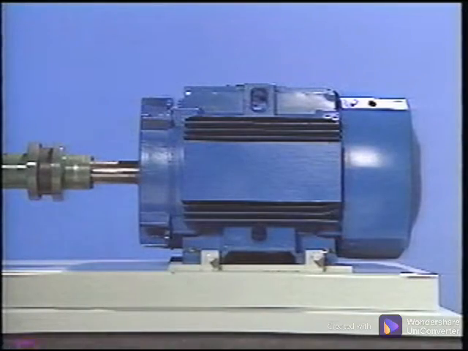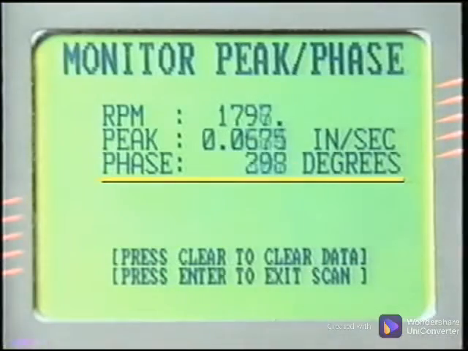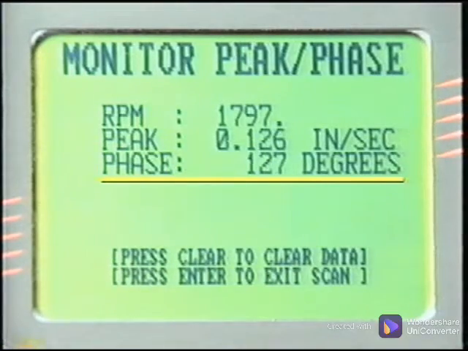In this section, we have addressed unsteady phase and erratic phase. But there is another problem that sometimes occurs, especially on motors, and that is walking phase. A walking phase is one that moves through the 360 degrees of the circle. It is usually fairly slow, so that at first the measurement may seem fairly steady, but over the period of a minute or two, the phase has walked the entire circle.